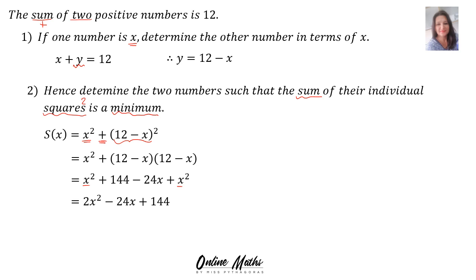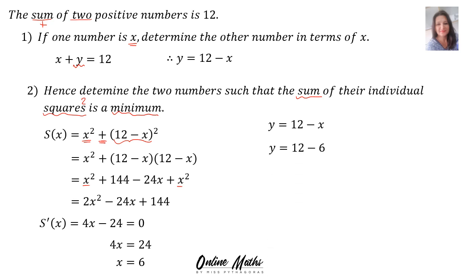To find the minimum, we will find the derivative equals 0. Therefore, it becomes 4x minus 24 is equal to 0. Let's solve x. 4x is 24. Therefore, x is equal to 6. So the two numbers are, the one is x is equal to 6. The other number was y is 12 minus x. So in x's place, we substitute 6. Y is equal to 6. So therefore, the two numbers are 6 and 6.